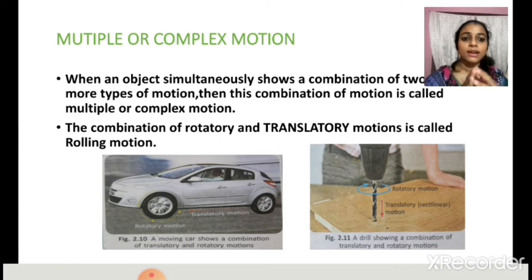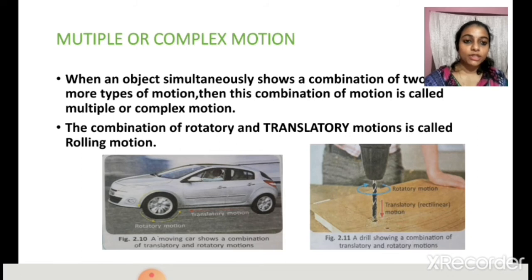And of course, the car is not still in a position, isn't it? While the wheels rotate, the car is moving from one place to another. So it is executing two or more motions. Or we can say that when the object is simultaneously showing a combination of two or more types of motion, then this combination of motion is known as complex motion or the multiple motion.